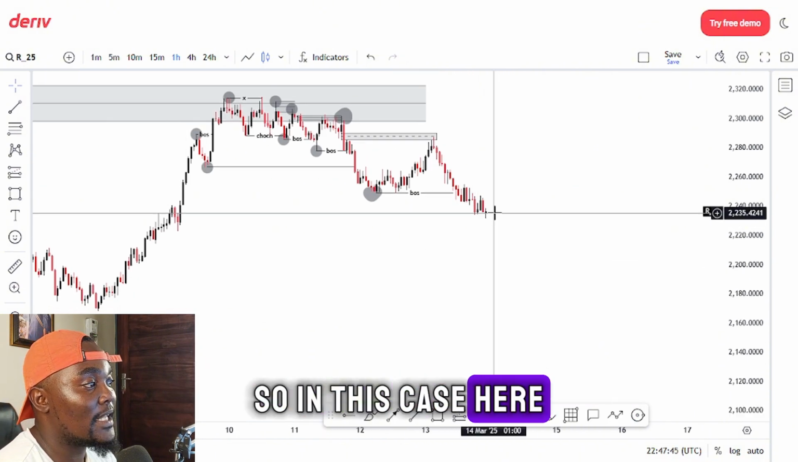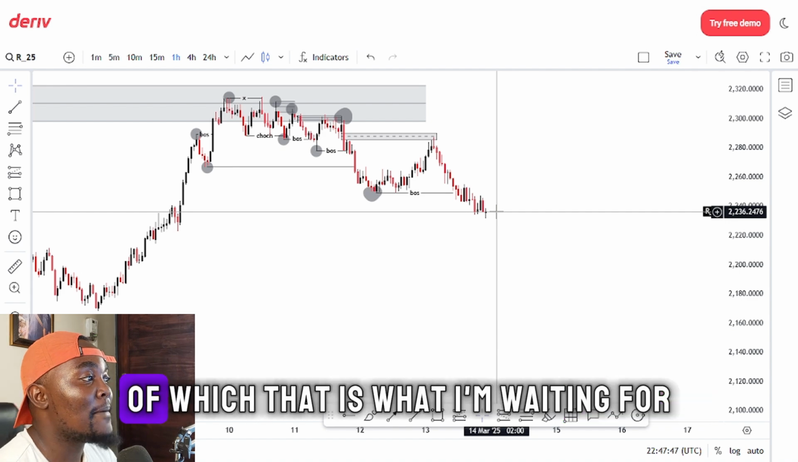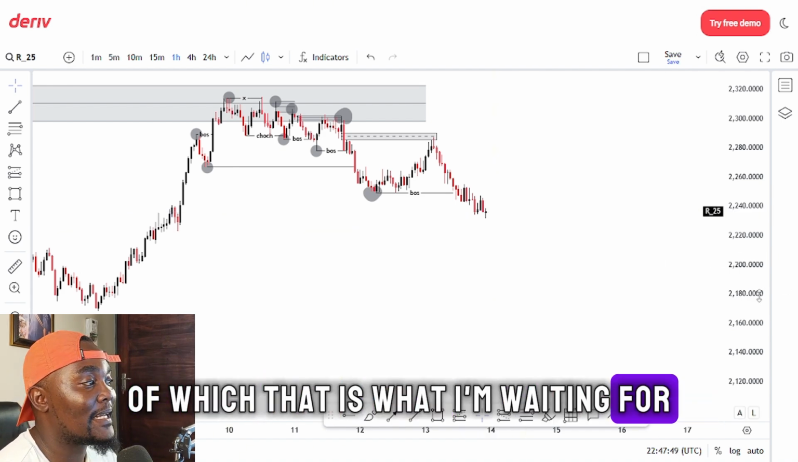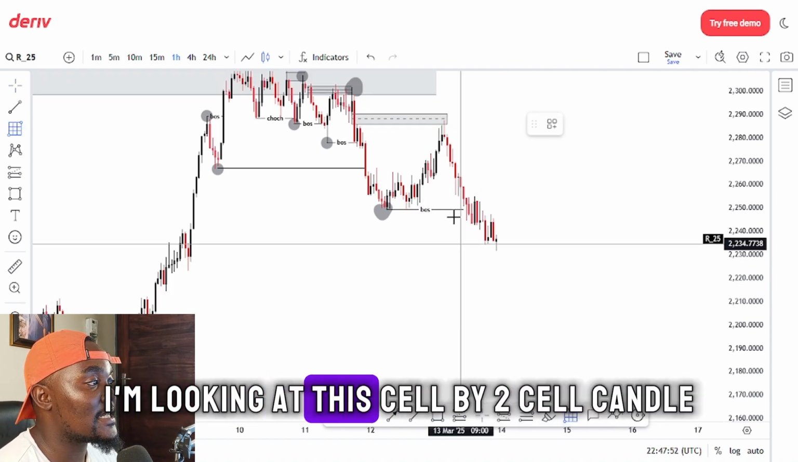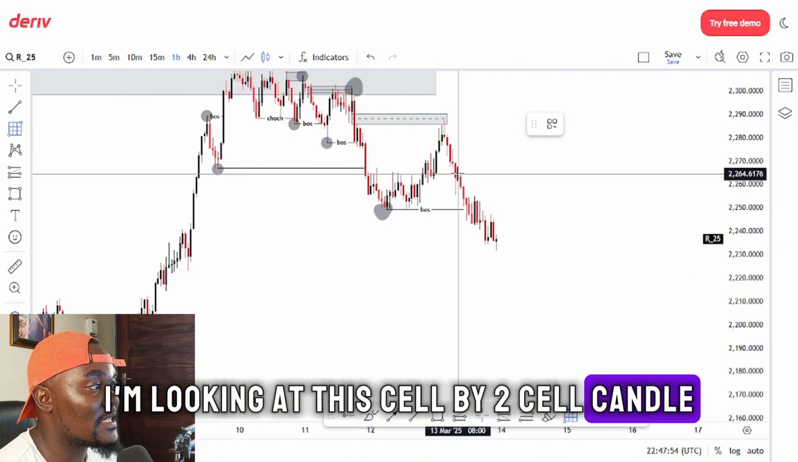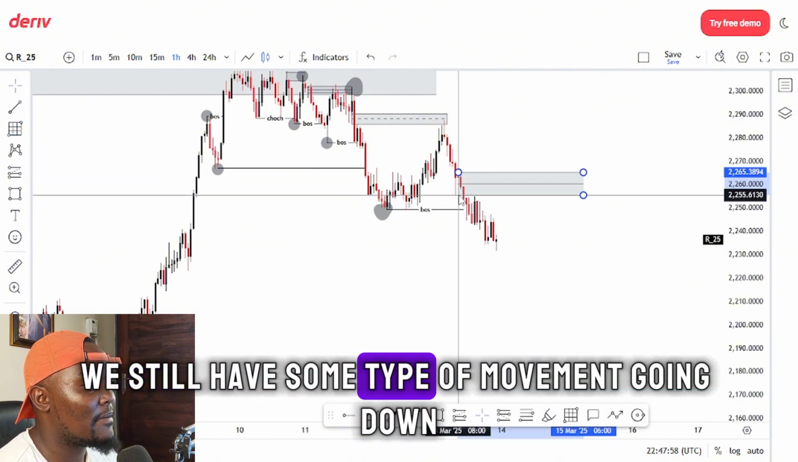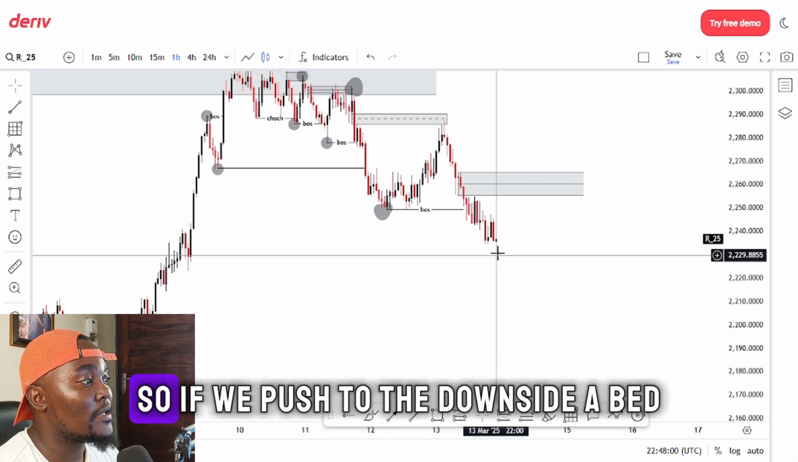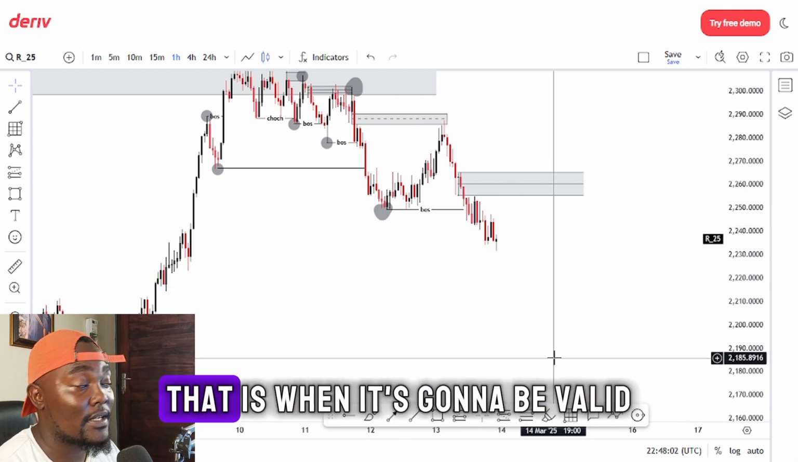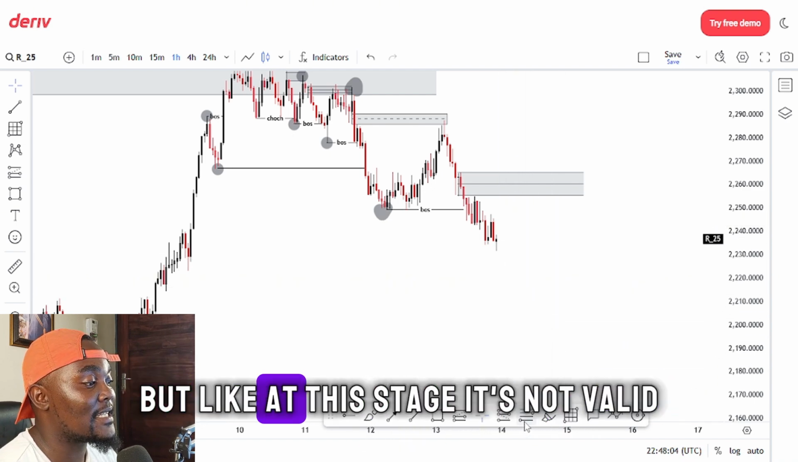So in this case here, we didn't have the 3 candle pullback, which is what I'm waiting for. But at this stage, I'm looking at this buy to sell candle, which is this one here. And as we can see, we still have some type of movement going down. So if we push to the downside a bit, that is when it's gonna be valid. But at this stage, it's not valid.